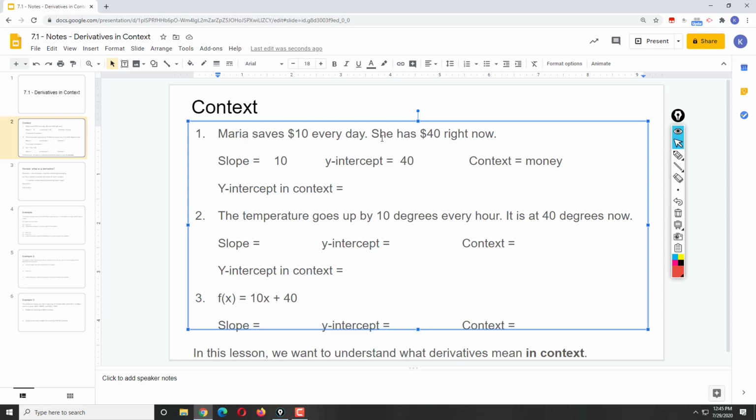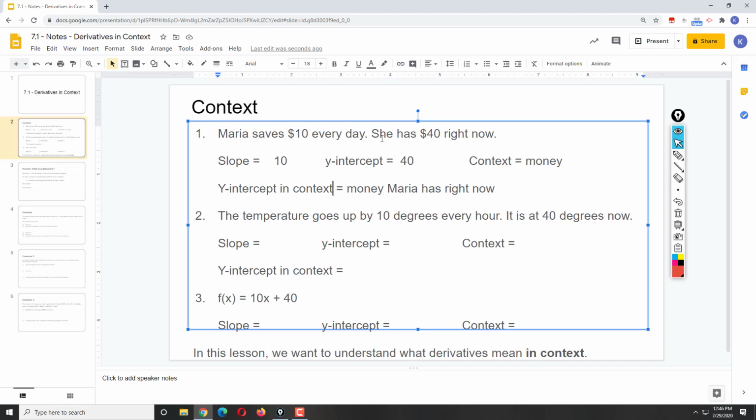So the y-intercept is the money Maria has right now. That's the y-intercept in context. That's what the y-intercept means in this problem. So if the y-intercept is 40, that means Maria has $40 right now.